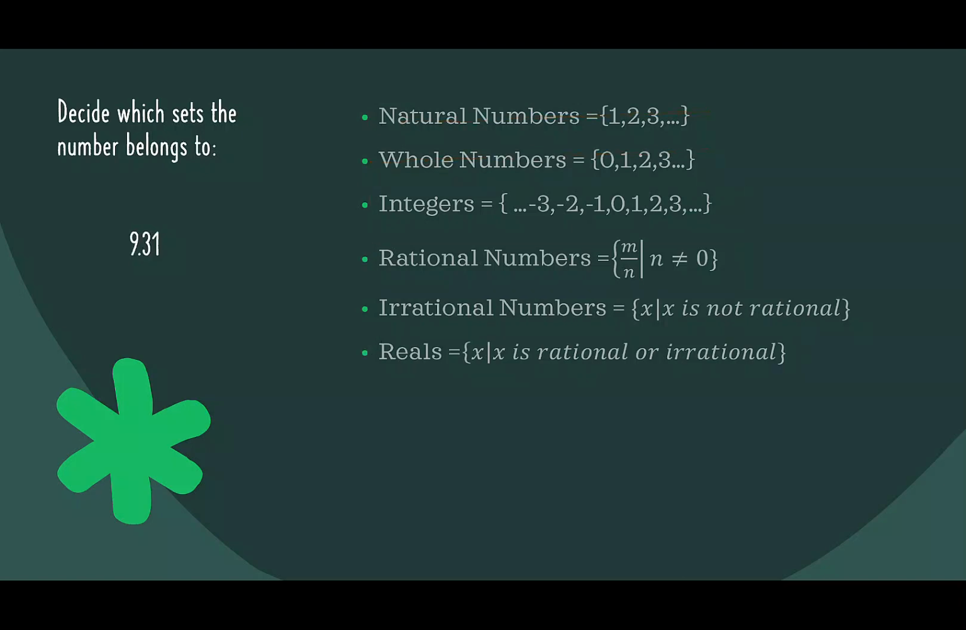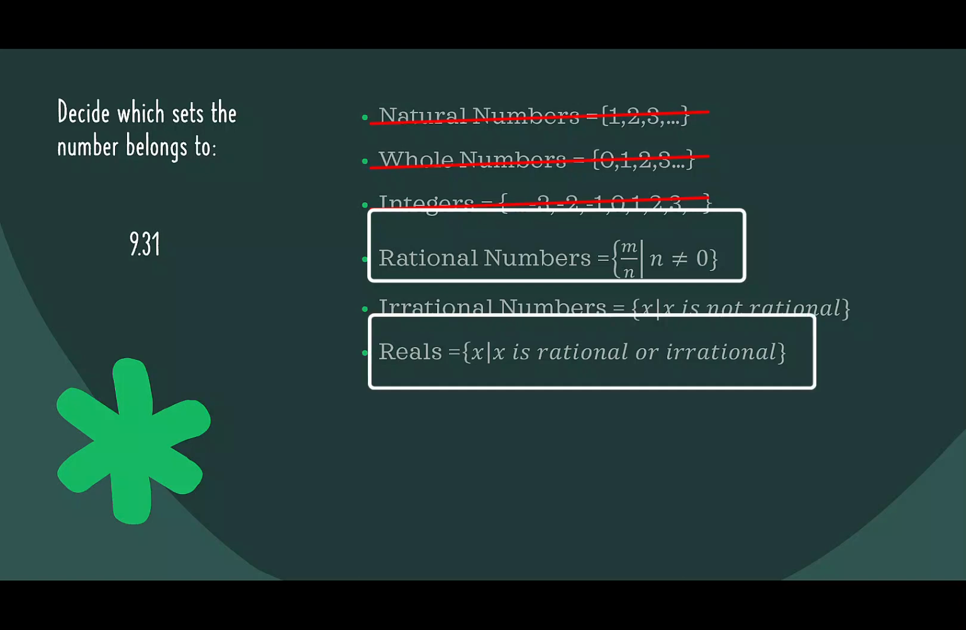9.31 has a decimal, so it can't be a natural, whole, or integer. It is a rational number because it has a finite number of decimal places. As soon as it's a rational, it's also a real.